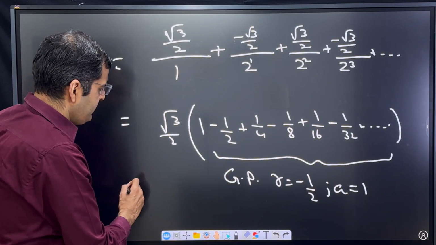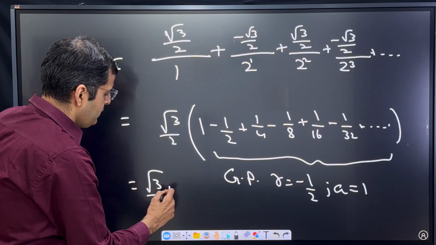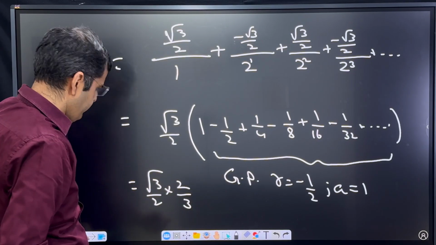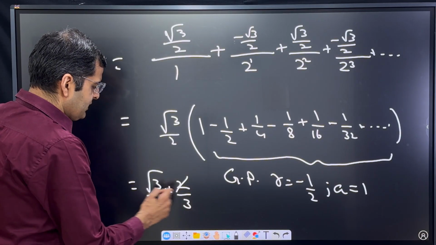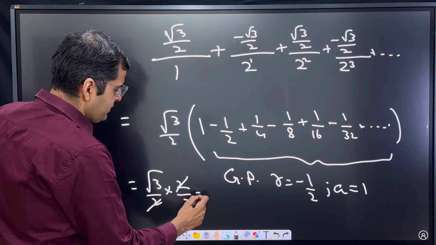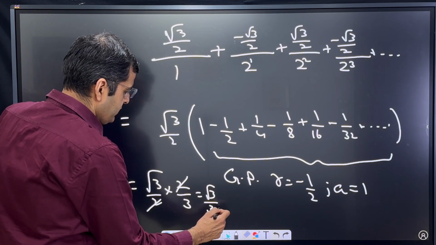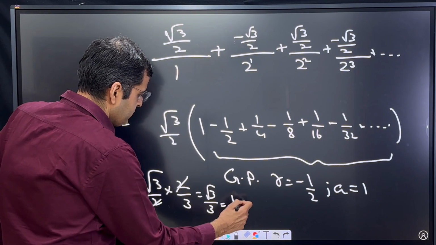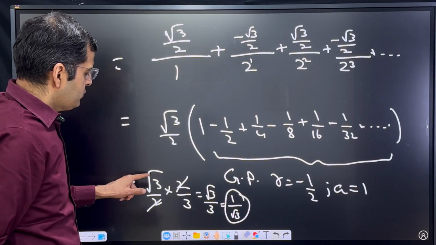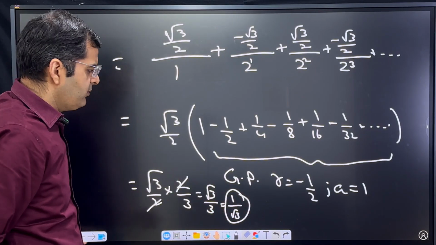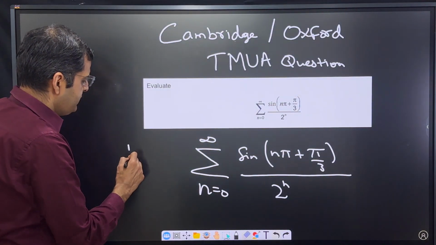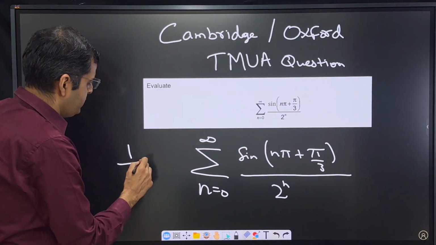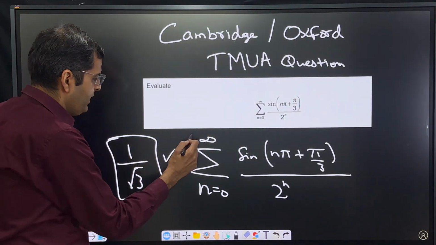So this will be nothing but equal to root 3 by 2 into 2 by 3. So this 2 cancels, and we get root 3 upon 3, or you can say 1 upon root 3 is the final answer. So root 3 upon 3 is the same as 1 by root 3. So what is the value of this? This is 1 upon root 3, and that is the right answer.